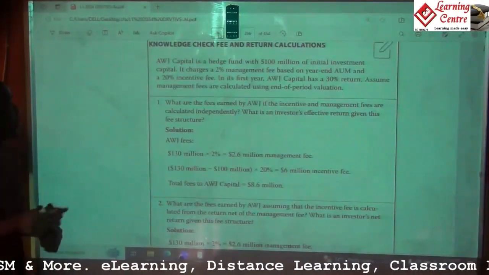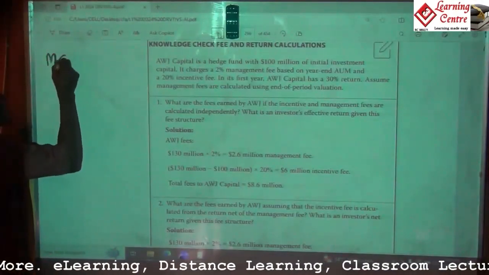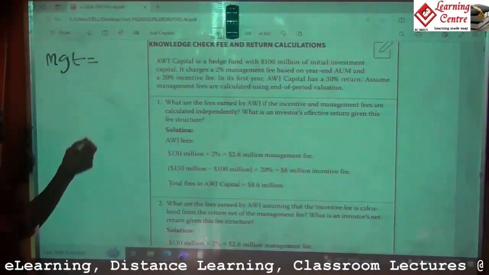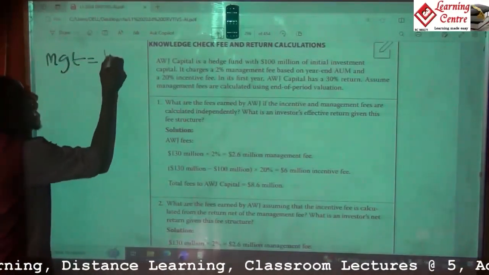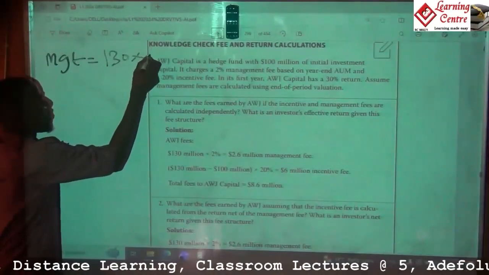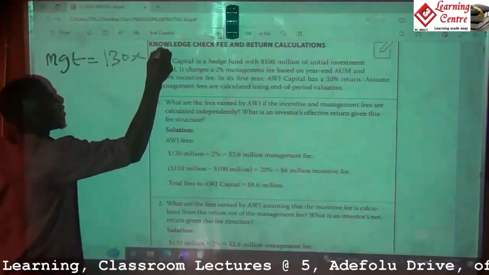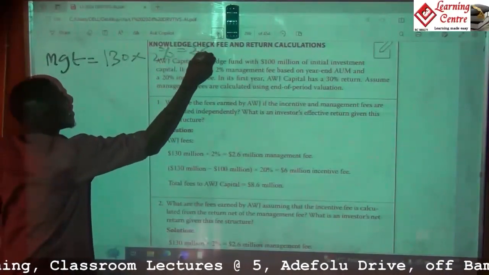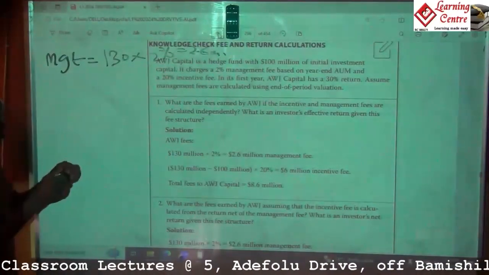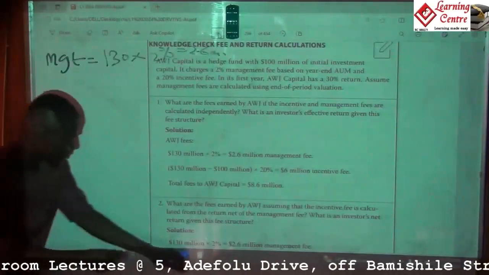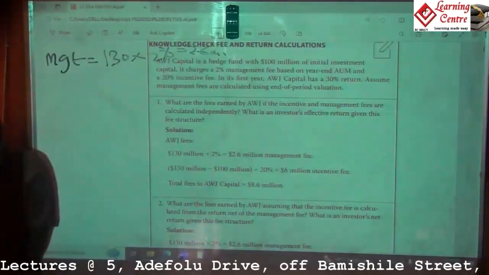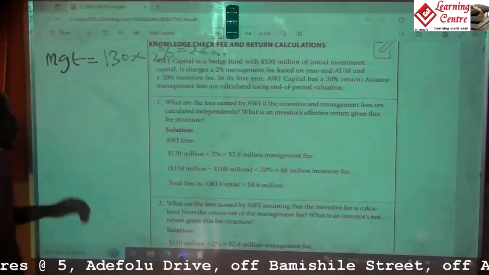Let's calculate our management fee first. What's our management fee? One year, 130 times 2%, which is 2.6 million. Now let's calculate our performance fee.